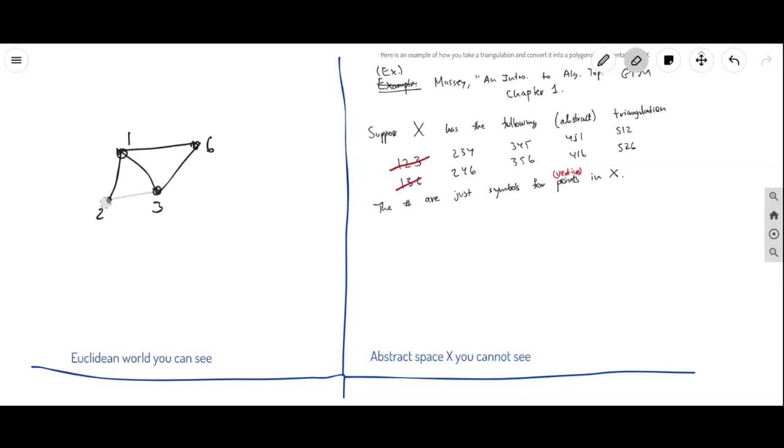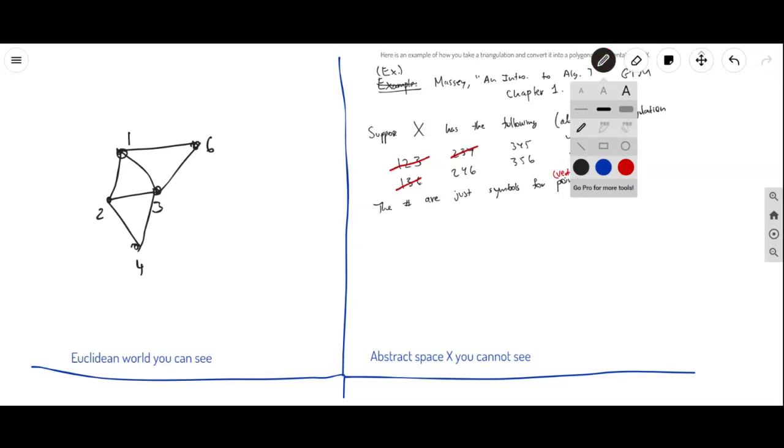Then we do 2, 3, 4. Let's draw 4 down here. So we have 2, 3, 4. Then we have 2, 4, 6. So we have a 6. Now you cannot actually draw a line going around, but that's not a problem. So here's what you do. You're going to draw 2, 4, 6, right?